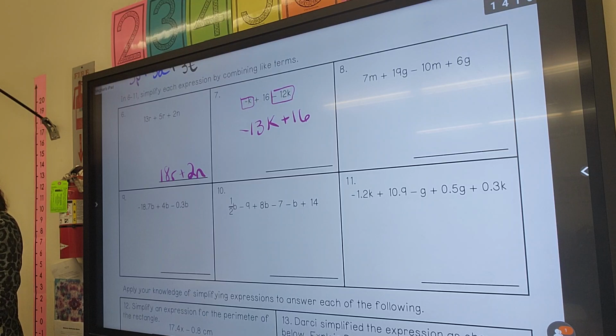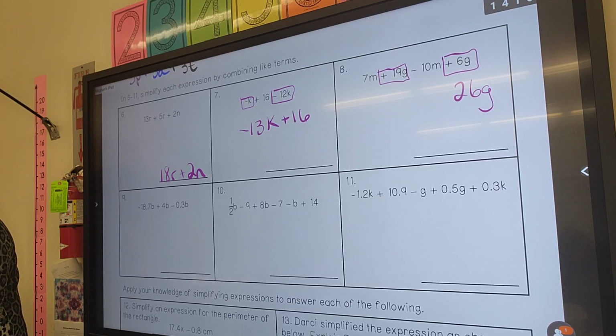Let's do number 8 together. First of all, who can tell me one set of like terms for number 8? Logan, just one set. 19G and 6G. Yeah, so I'm going to include the plus sign with the 19G because it's positive, and include the plus sign with 6G. So combine those and we get 25G. 19 plus 6 is 25, yeah.